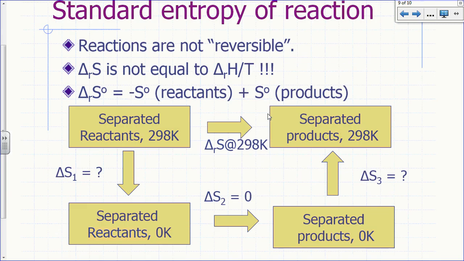Now, how do you get entropy changes for reactions at constant temperature? This is pretty much a review of your freshman chemistry. If you have a reaction, you've learned how to calculate delta S for the reaction. It's just absolute entropy or standard entropy of products minus standard entropy of the reactants. Where does that come from? Now, delta S for a reaction is not just equal to delta H over T, okay?